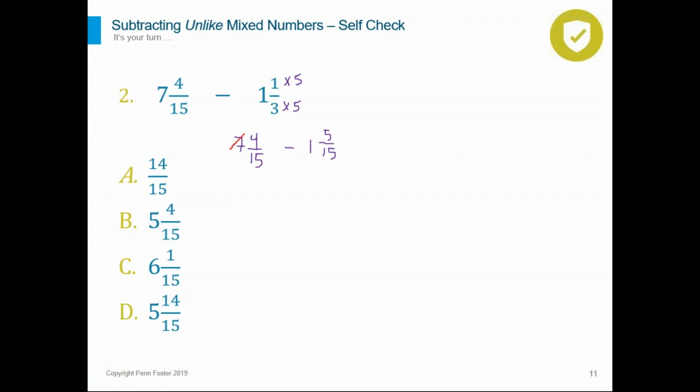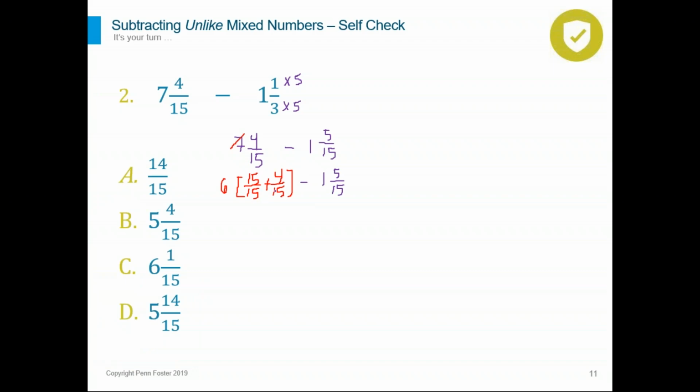So that 7 will become 6. That 1 I'm able to represent in terms of fractions as 15 over 15. I still have to add that 1 I borrowed to the fraction plus 4 over 15. I'm done with the first mixed number. Let's finish up the problem. I'm still subtracting minus 1 and 5 over 15.